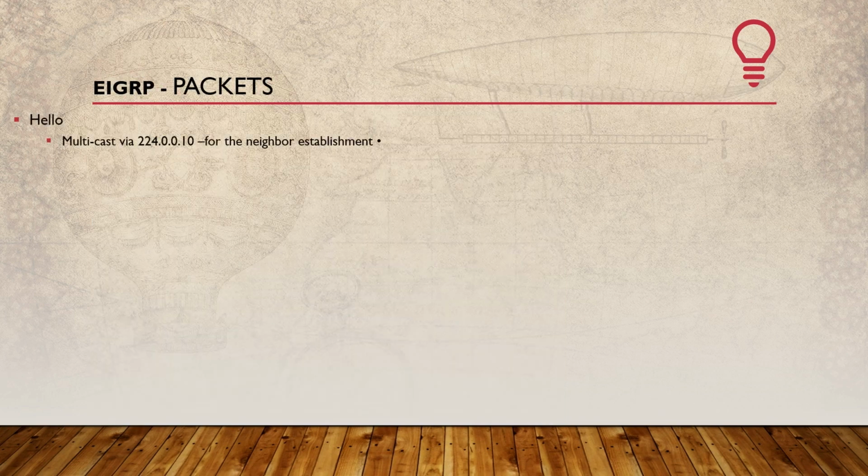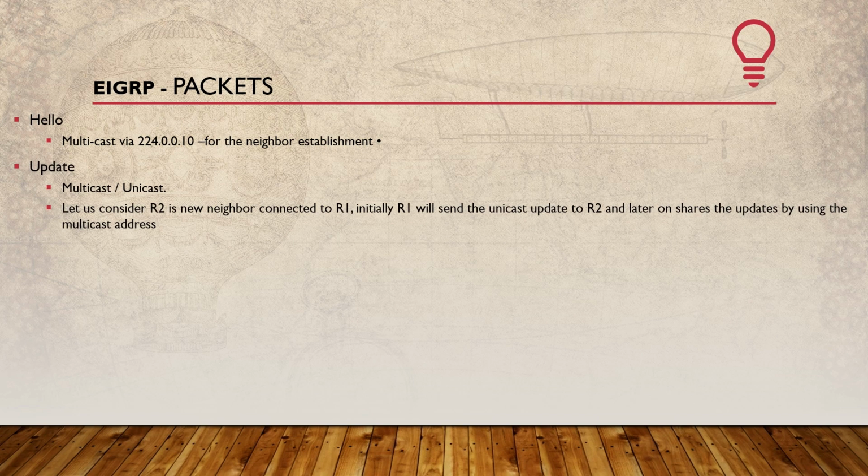What packets are involved in EIGRP? First, it will send a hello packet. Hello is sent to the adjacent neighbor router via 224.0.0.10 for neighbor establishment. Then the neighbor will get an update, which can be unicast or multicast. Let us consider router 2 is a new neighbor connected to router 1. Initially, R1 will send a unicast update to R2. Later it shares the update by using the multicast address.